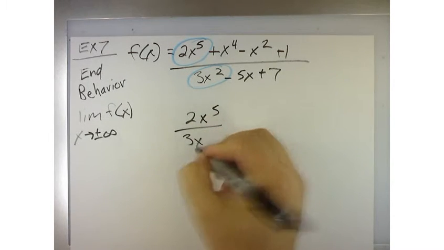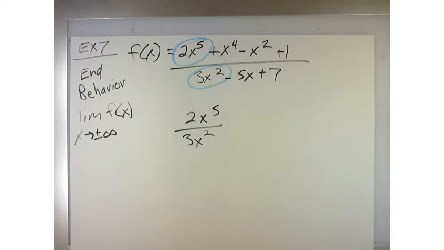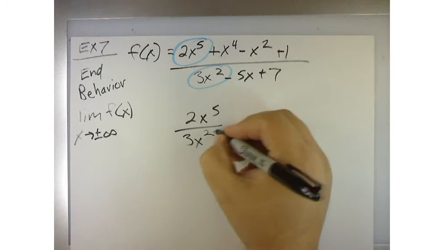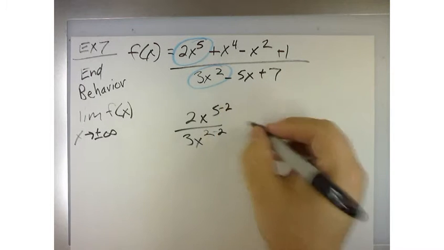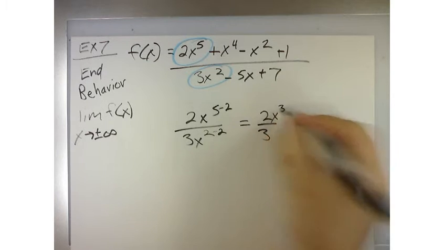So let's just pull those out and look at them. The end behavior for this whole thing would be the same as, or similar to, the end behavior of 2x to the 5th over 3x squared. Well, I've got 5 here and 2 on the bottom, so 2 on the bottom will cancel with 2 on the top, and this becomes 2 over 3 x cubed on the top, right?